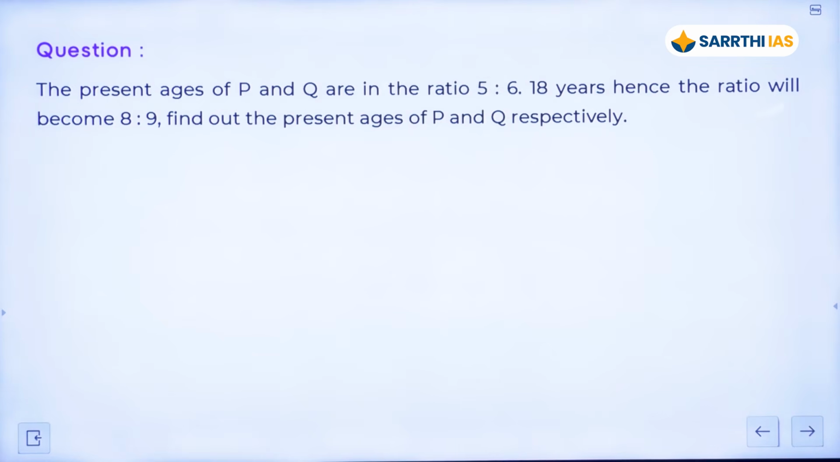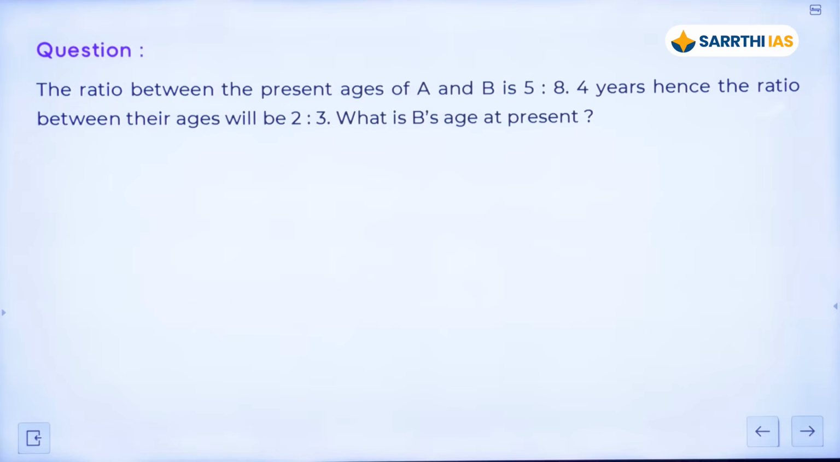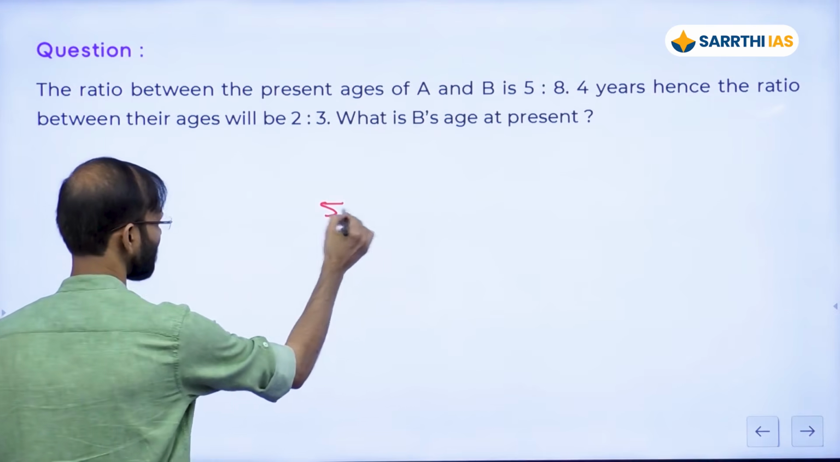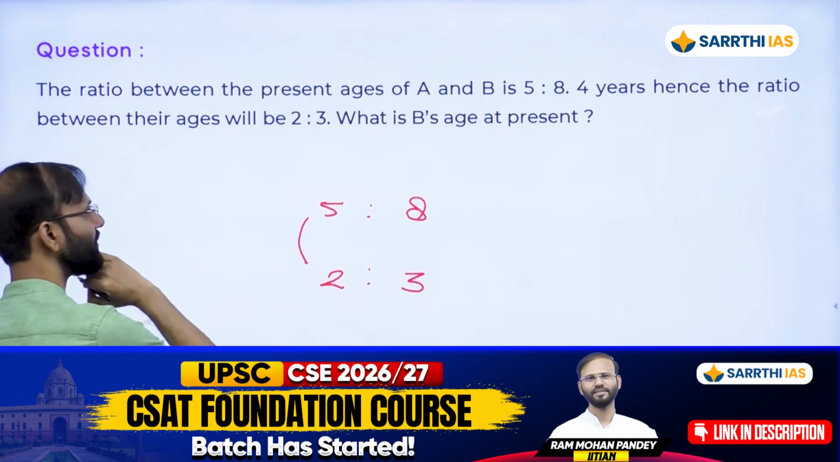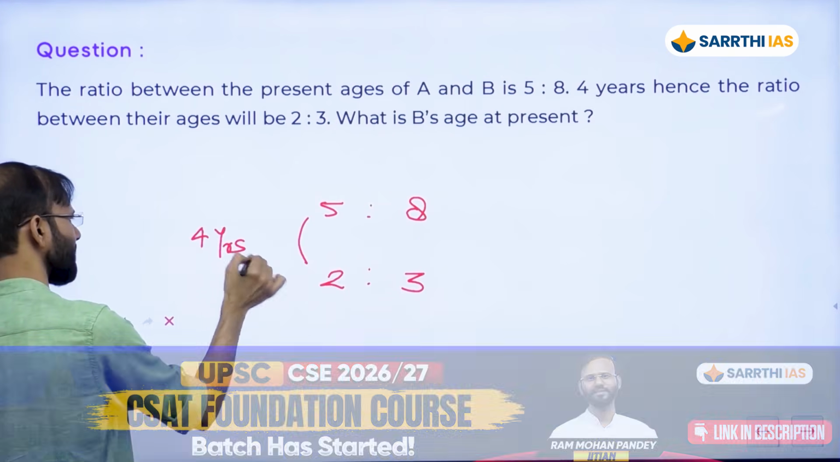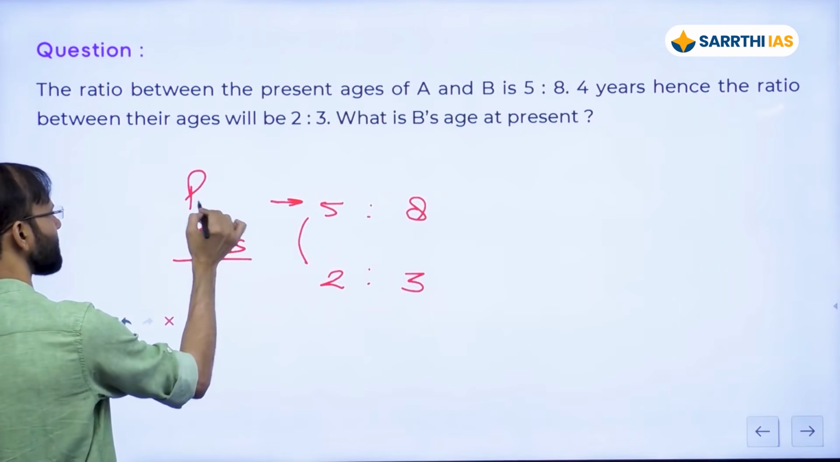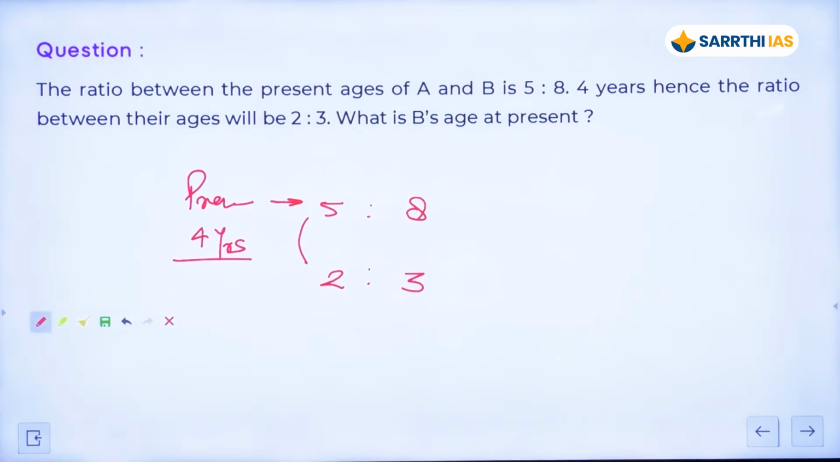Correct friends? Done? Okay. Now, अब इसको देखिए थोड़ा सा. ठीक है? अब रुकिए. ये है 5:8 और ये हो गया 2:3. ठीक है? तो पता है सिचुएशन क्या है गाइस? मैं आपको बताता हूं कि कितने दिन में हुआ ये? 4 years. Right? This is the ratio of their present ages. Fine? This is the situation.